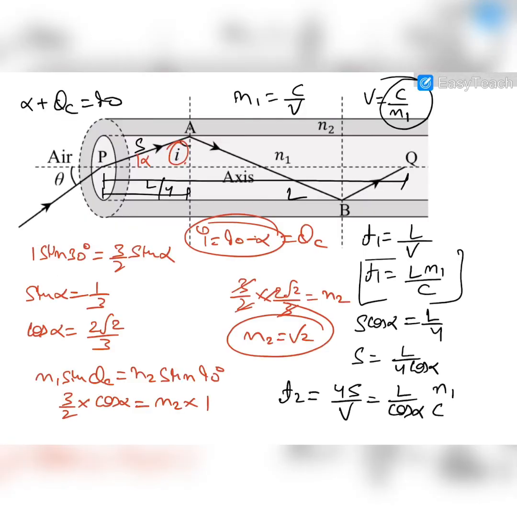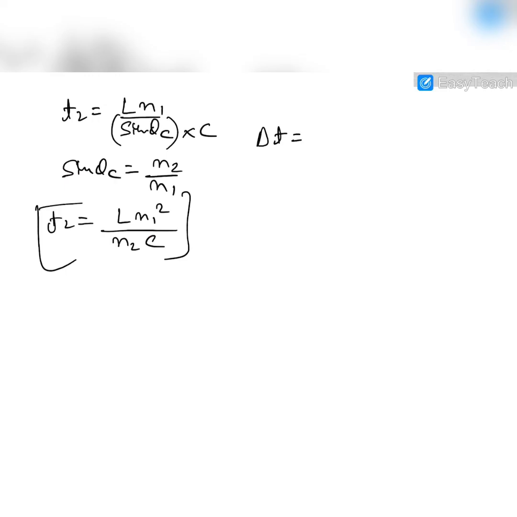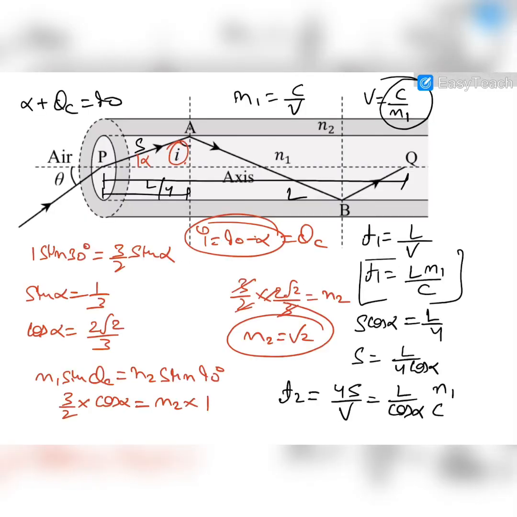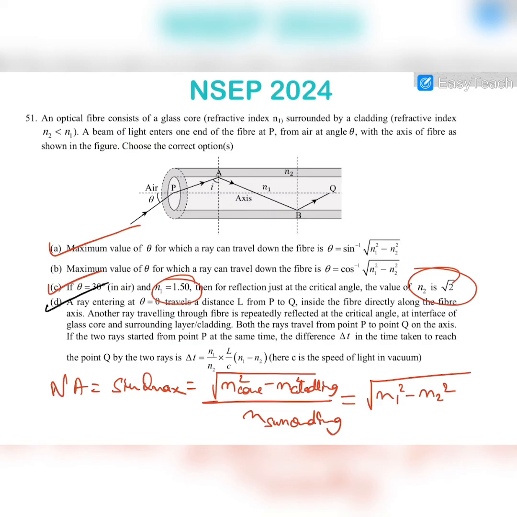and the difference of time delta t will be equal to L n1 by C minus L n1 square by n2 C. So taking out L n1 by C common, it would be 1 minus n1 by n2. So it is L n1 by n2 C into n2 minus n1. So this is the correct option. So the correct answers are A, C and D. Okay. Now we move on to the next question.